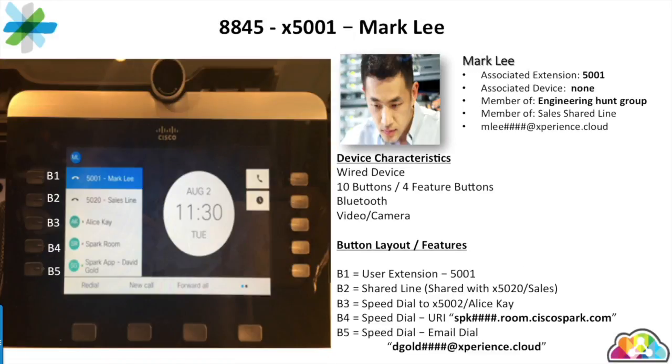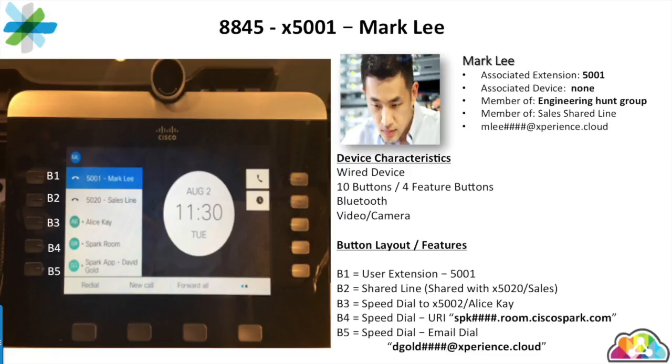Okay, so let's cover the 8845, which is extension 5001 and belongs to Mark Lee. So much like Alice K, you can see the bolded extensions. Or rather the bolded fields, but what's important to realize here is that Mark Lee's device is not associated to any other device within the kit. However, Mark is a member of the engineering hunt group and also a member of the sales shared line. And of course, as you can see, Mark can be dialed at Lee with the 4-digit unique number at experience.cloud.